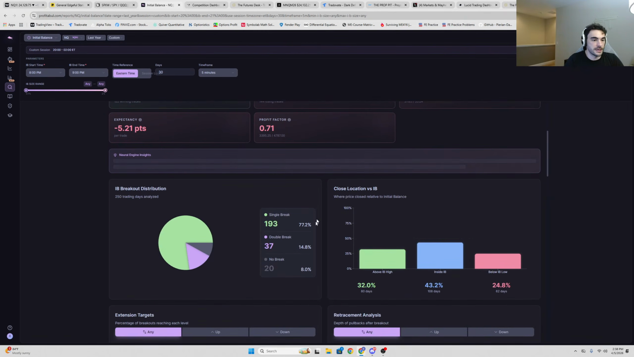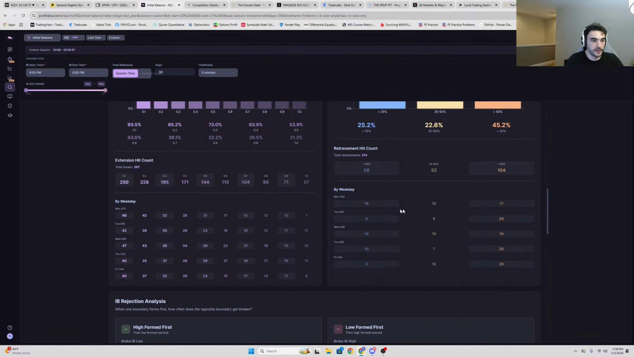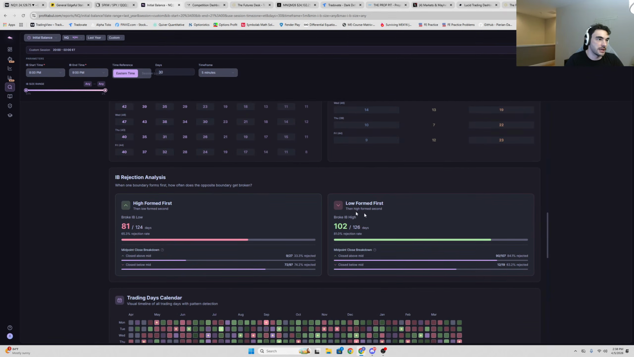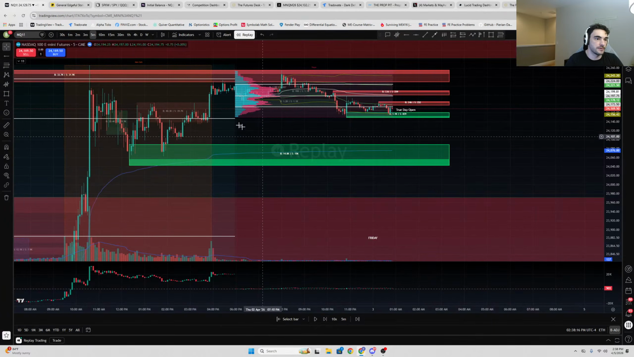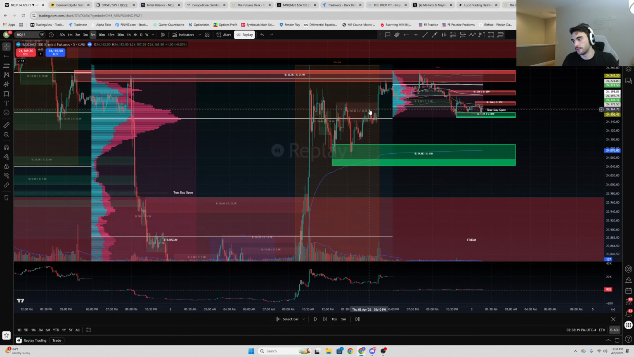All right, so this has a pretty decent single break rate, and it has a decent rejection stat. So you can use this to form bias in the overnight, and then you just use the previous day volume profile. Yeah, Asia, the IB is gonna work pretty similarly. Yeah, I'm still using the 1 hour.